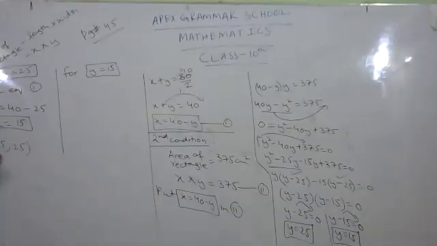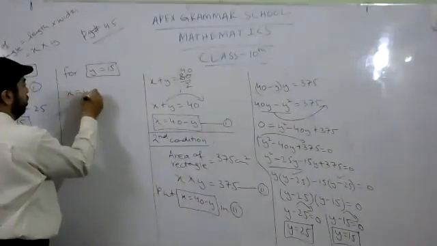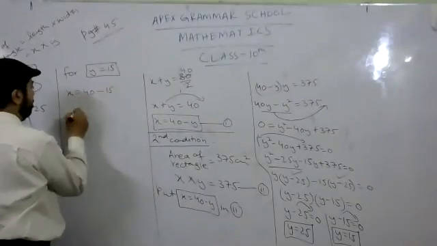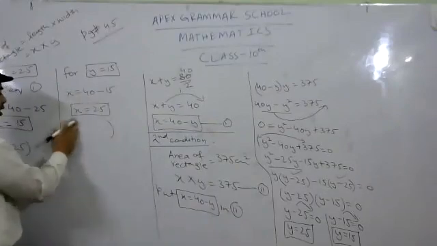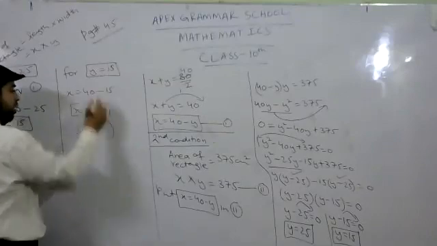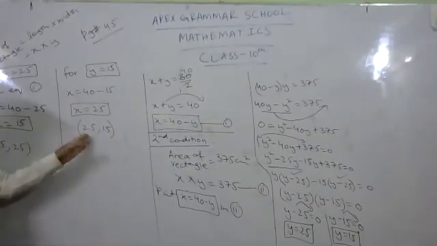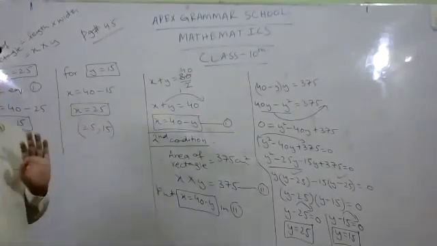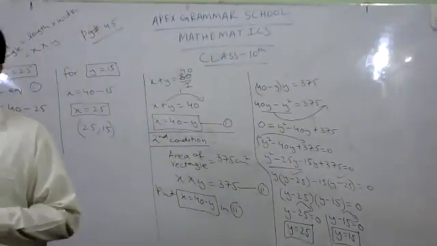Either the first side is 15 and the second side will be 25, and for y is equal to 15 we will use this one: x is equal to 40 minus 15, so x is equal to 25. In the ordered pair, you can write 25 as the x value and 15 as the y value. You can see that if 15 is there, 25 is there; if 25 is there, then 15 is there. Both are available.